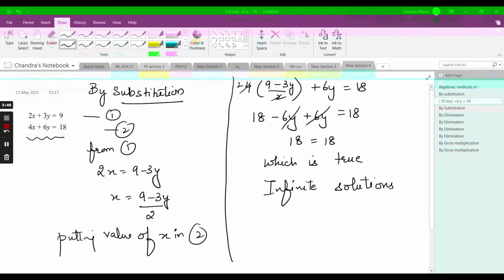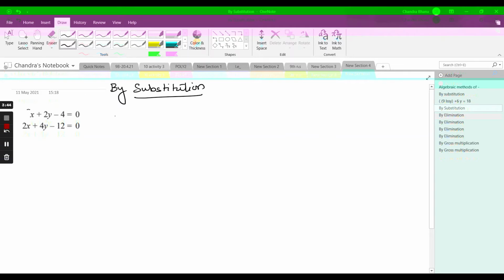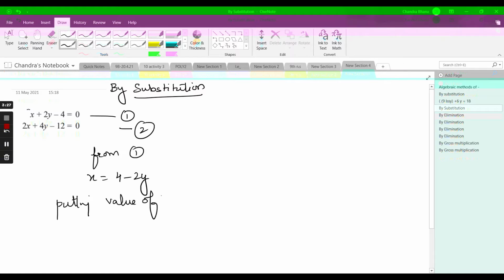Let's discuss one more question. Here, again, I'm given two equations. I'm numbering them 1 and 2. From 1, I can easily get x. So from 1, I'm taking x to be equal to 4 minus 2y. I'm putting the value of x in the second equation.